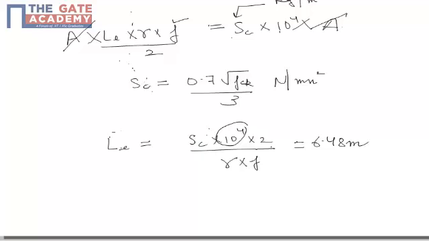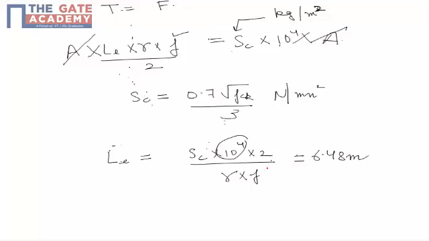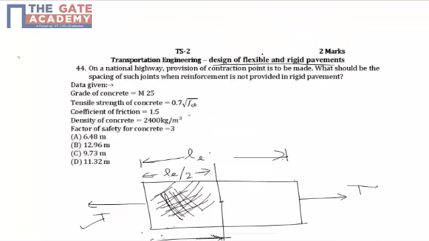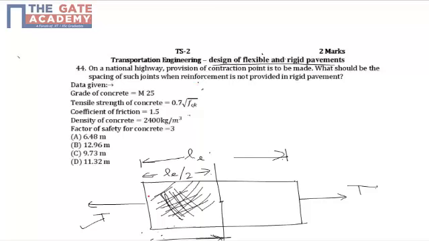So LE comes out as SC into 10 to the power 4 into 2 upon gamma into F. Just by substituting the values, gamma as 2400 kg per m3 and F given as 1.5, the length or spacing of the contraction joint comes out as 6.48.